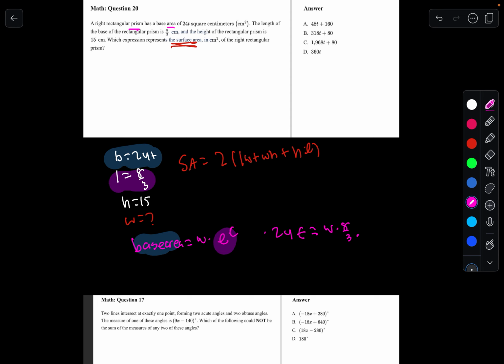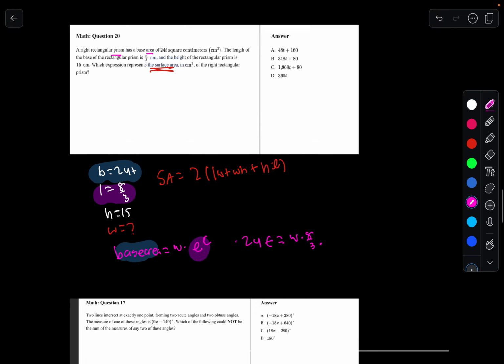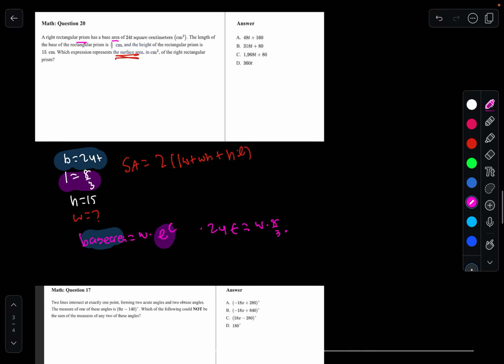And now we just simplify. We isolate the W by canceling this out. We can do that by multiplying by the reciprocal, the flipped version of this. That cancels out, and we multiply both sides by it. Now we multiply this, and it should equal 9t is equal to W.